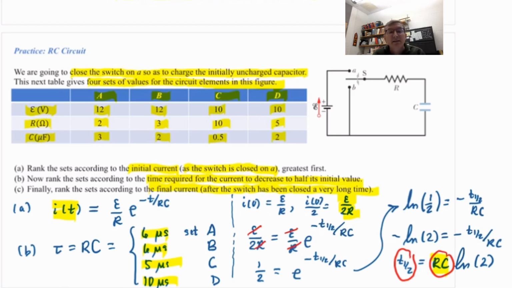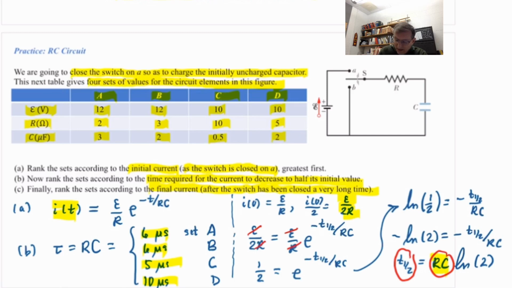Okay. Did you say they're all the same? The final current is 0. The capacitor is charging. It's getting more and more charged. The current is getting closer and closer to 0. The final current value is 0 in all those cases. So they're all the same.